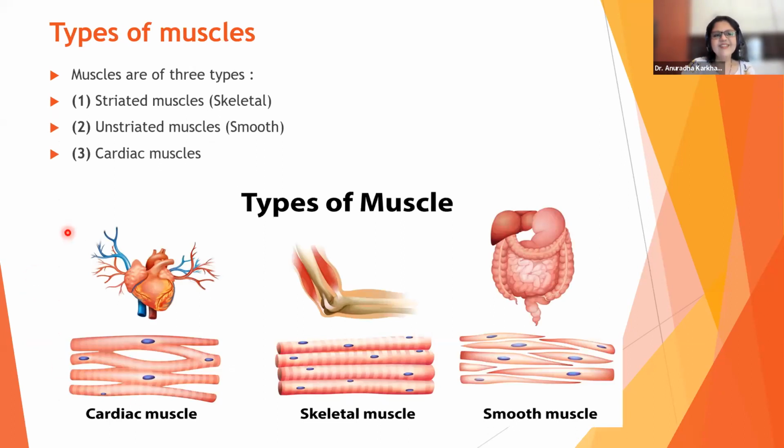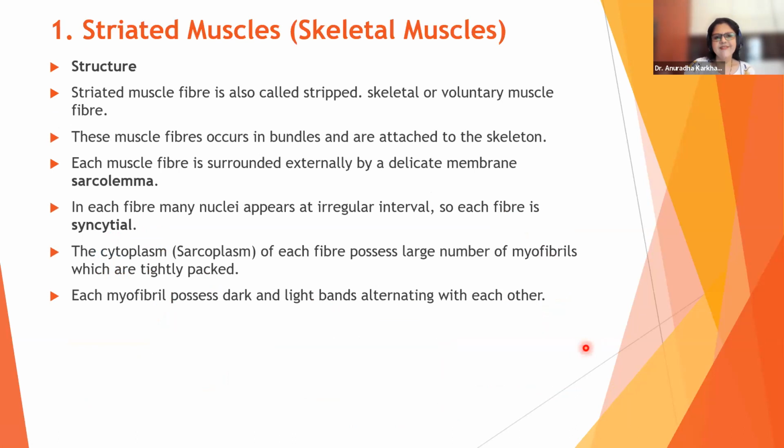Types of muscles: striated, unstriated, and cardiac. You can see this is the cardiac muscle. Skeletal muscle, also called striated, and smooth muscles, also called unstriated. Striated muscles appear striped. It's called skeletal or voluntary muscle as well. These muscle fibers occur in bundles and are attached to the skeleton.